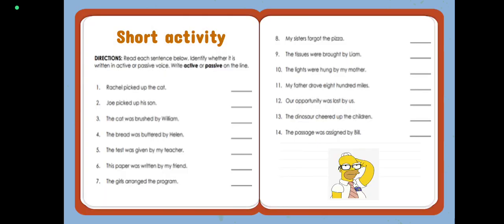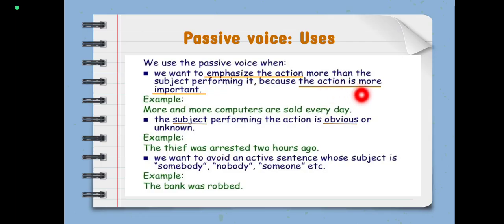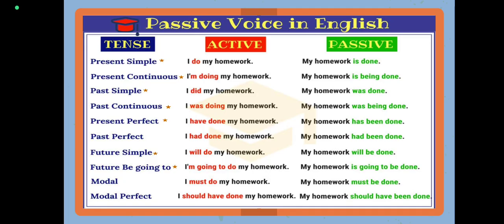Esto lo hacemos, as I explained here, cuando no es tan importante quién hizo la acción, sino quién recibe la acción. ¿Okay? O cuando se sobreentiende quién hizo la acción. Okay? For example, here it is obvious that the police arrested the thief. Okay? Is this clear? ¿Hasta aquí todo claro? It's clear. Awesome.